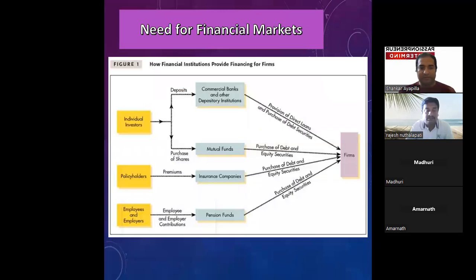Okay, so this is again the same graph, like how individual investors like policy holders or employees or employers give the fund to the exchanges.